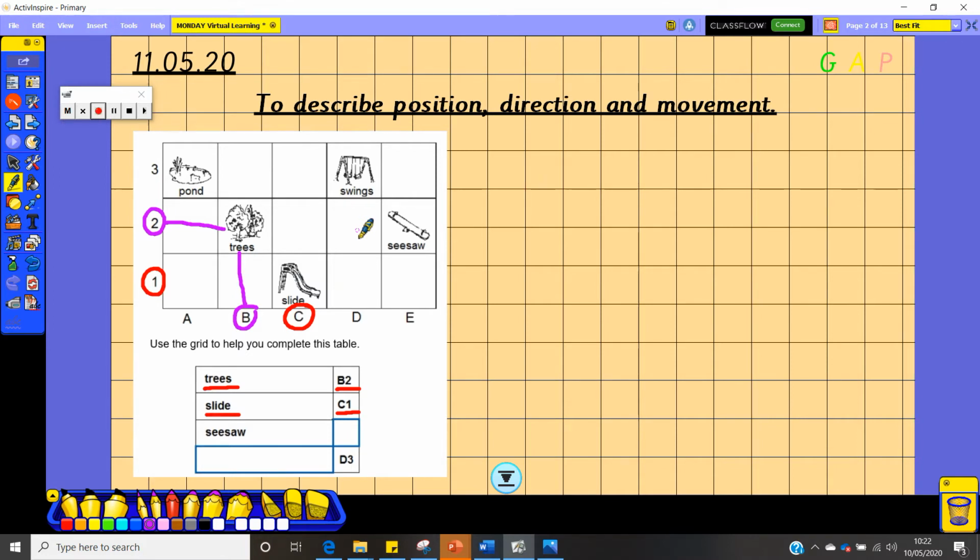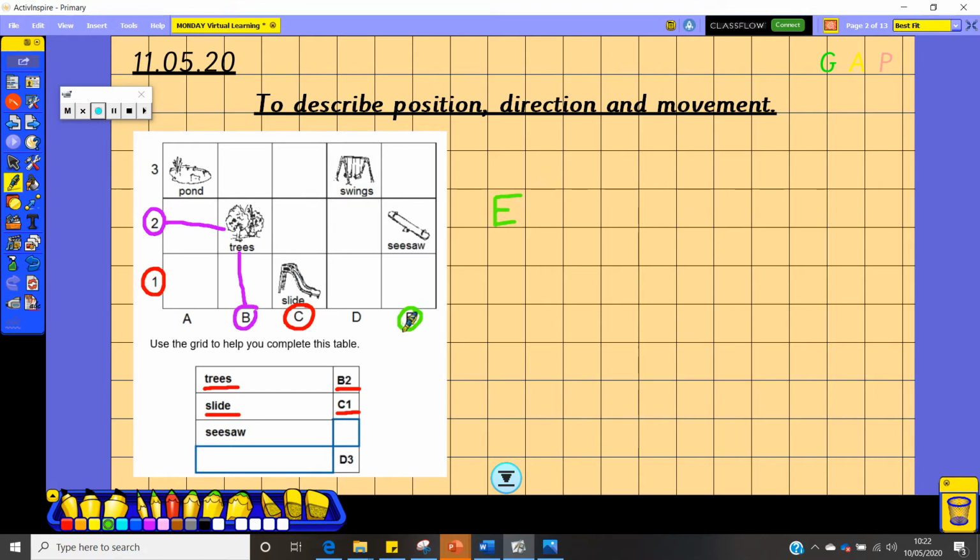So we're going to have a look and see if we can find the coordinates of the seesaw. So the seesaw is on our grid and it's taking up one box of our grid. So we first of all need to go along the bottom. So we keep going along the bottom until we get to the column that has the seesaw in it. So the seesaw is actually here. So this is our column. So we've got column E. Let's write E over here.